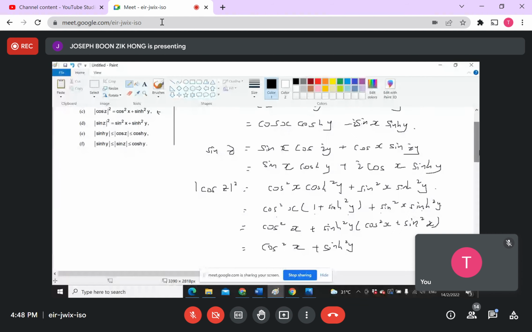Continue the same thing, you should be able to get the t. That means it will be the square of this one plus the square of this one. Again, make your cos into 1 plus sine hyperbolic square y, then you will get something like this. Okay, try to do.